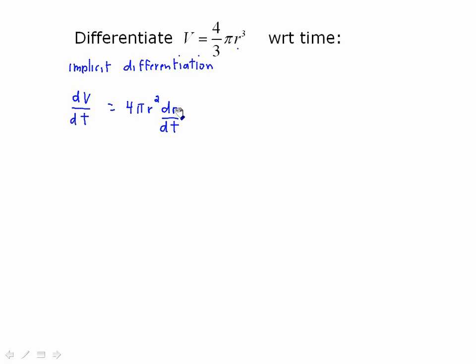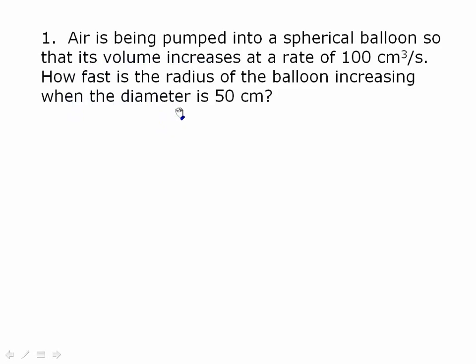So moving on, here's a question that's a fairly standard entry-level related rate problem. So air is being pumped into a spherical balloon, and its volume is increasing at this rate. So how fast is the radius of the balloon increasing when the diameter is 50 centimeters? There's our formula. Few things to be aware of. Diameter is 50 centimeters would mean that the radius is 25 centimeters. And that's what we're going to use.